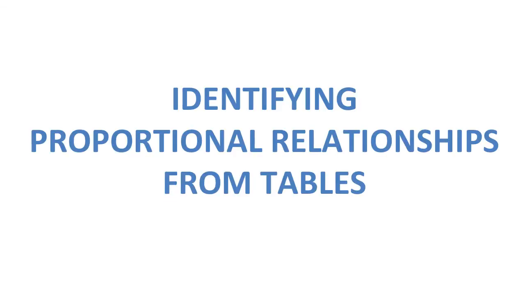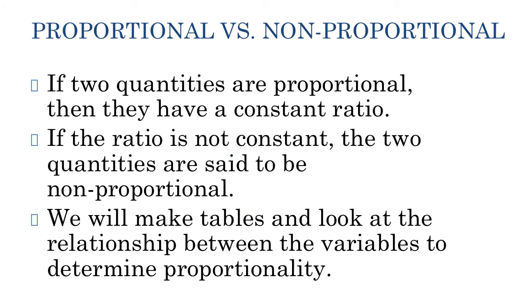All right, let's look at identifying proportional relationships from tables. Proportional versus non-proportional. If two quantities are proportional, then they have a constant ratio. If the ratio is not constant, the two quantities are said to be non-proportional. We will make tables and look at the relationship between the variables to determine proportionality.